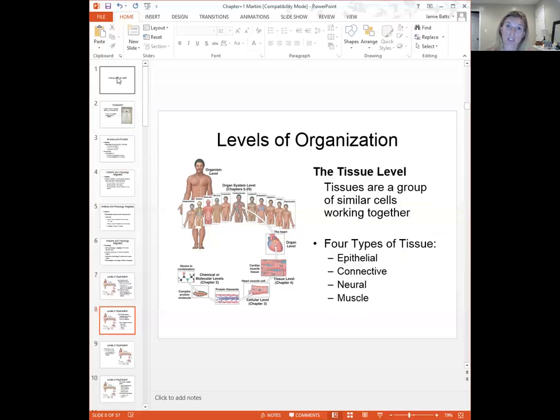There's 4 types of tissues. You should start familiarizing yourself with those right now. Epithelial tissue, that's the covering and lining. Connective tissue, it's kind of a hodgepodge group. Muscle tissue, which is contractile, and nervous tissue, which sends and receives signals.